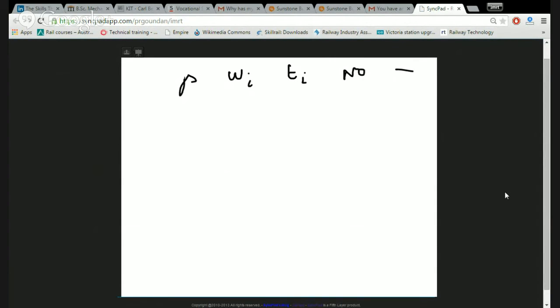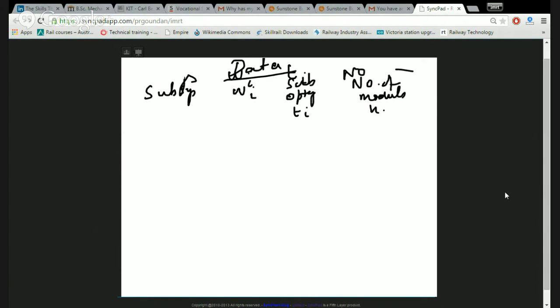So we'll start afresh again. Yes, sir. So now I have to give the data. Problem: armored vehicle, 5 subsystems, 500 hours, reliability 0.95. That is the problem statement. Now the subsystems: Wi for each one, the weighting factor; Ti, the subsystem operating time; and Ni, the number of modules in the subsystem.